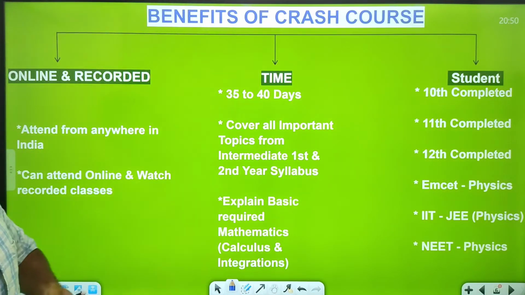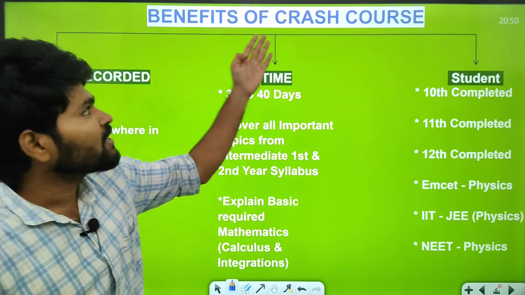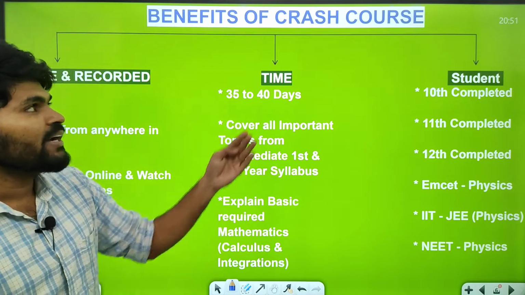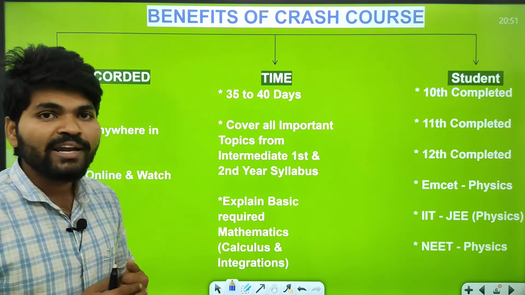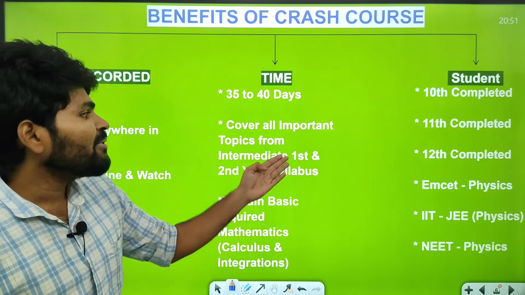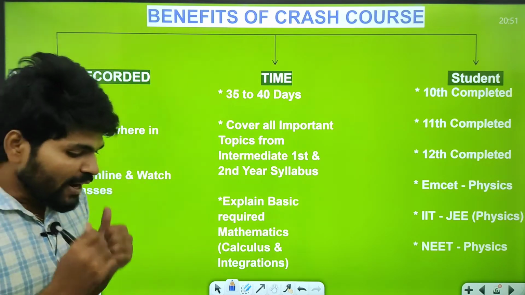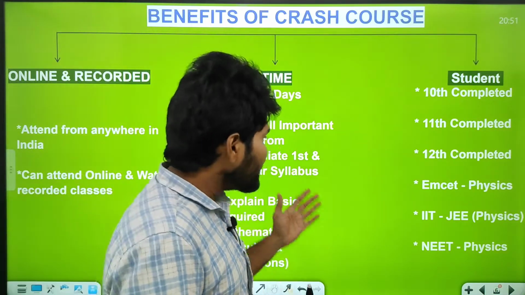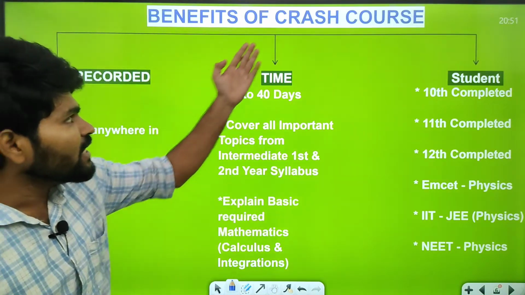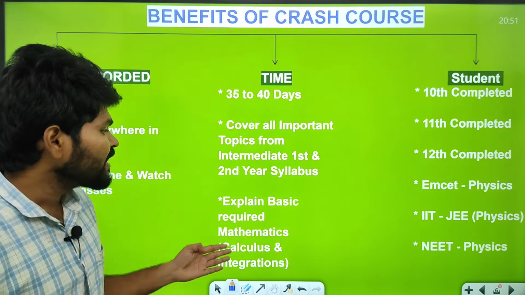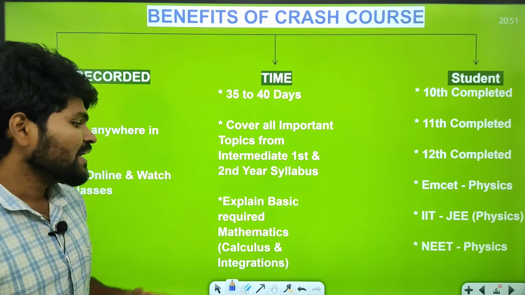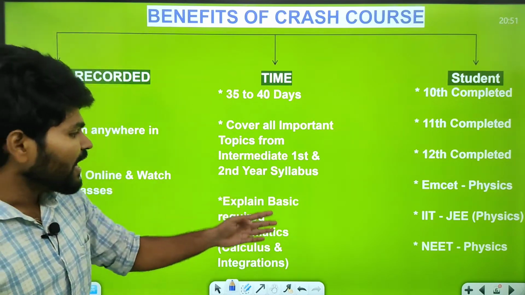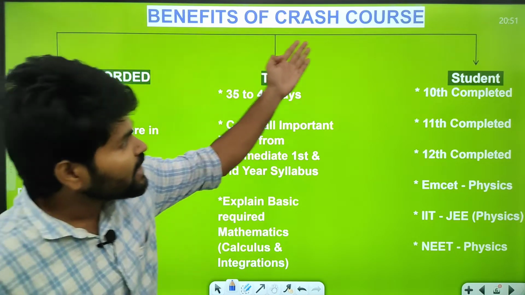And also time requirement. So we are taking to complete this crash course within 35 to 40 days. And in these 35 to 40 days, we are going to cover all important physics topics which are in intermediate first and second year syllabus. So to understand conceptual physics, we require some basic mathematics. So additionally, we are explaining basic required mathematics which is calculus and integrations. For this mathematics, we are not charging any extra. So we are explaining this mathematics also in this course.